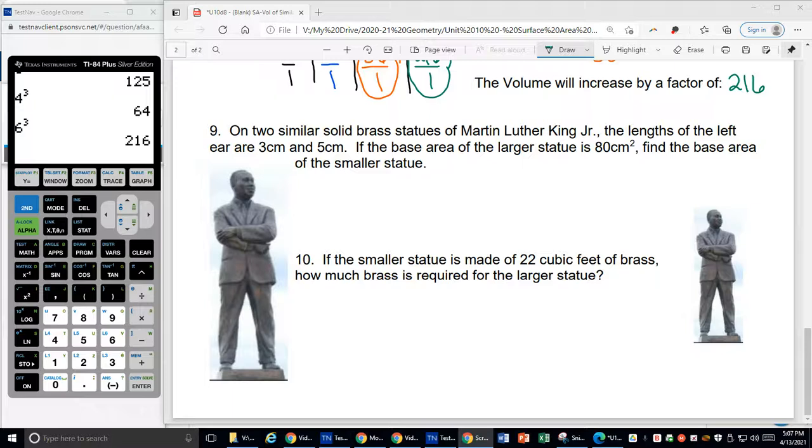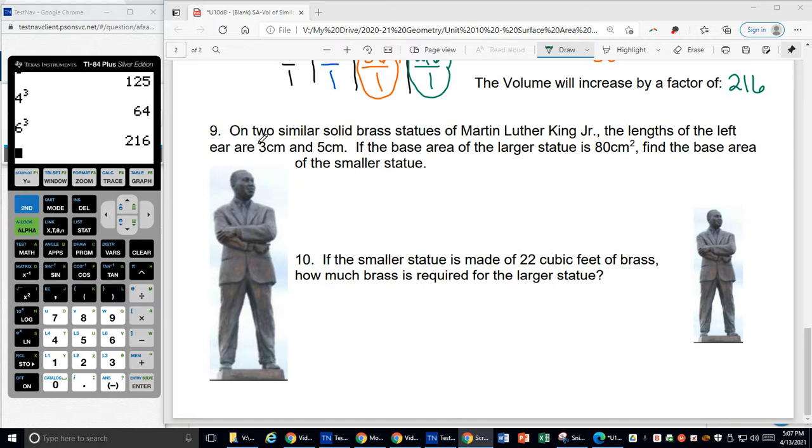Hi, welcome back. On this last problem, we're looking at two similar solid brass statues of Martin Luther King Jr. The lengths of the left ear are 3 centimeters and 5 centimeters. If the base area of the larger statue is 80 centimeters squared, find the base area of the smaller statue.